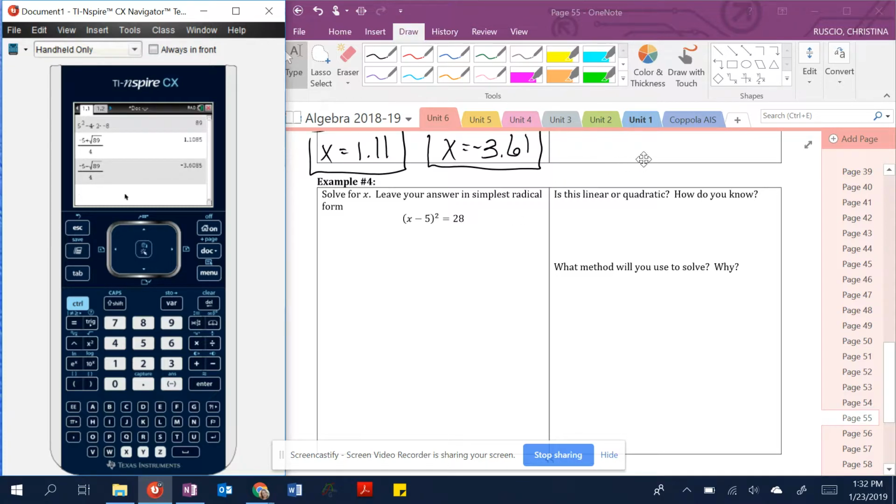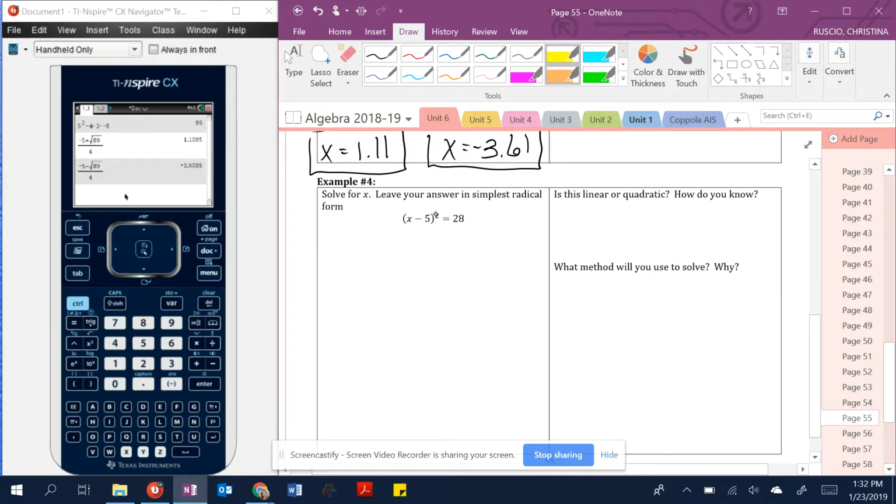All right, so solve for x. Leave your answer in simplest radical form. This one here is a sneaky little snake because you look at it and you might say, hey, there's an x, but it's really an x squared because of this little guy here. Okay, so this is quadratic because of that squared.